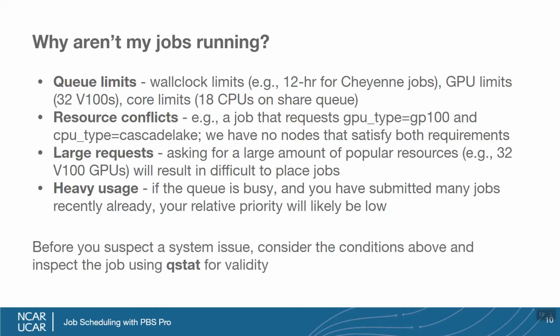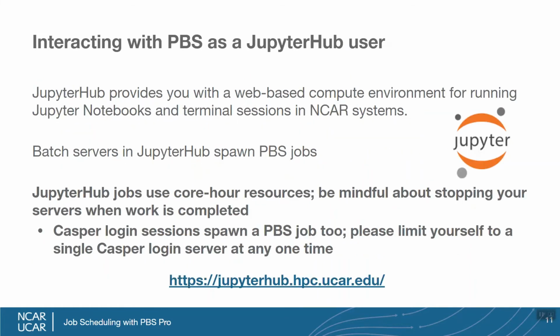So in general, just before you suspect a system issue, consider those conditions that we've outlined above and inspect the job using the qstat command to make sure it's valid. Just one last note, in terms of interacting with PBS as a Jupyter Hub user, there's a couple of things to think about here.